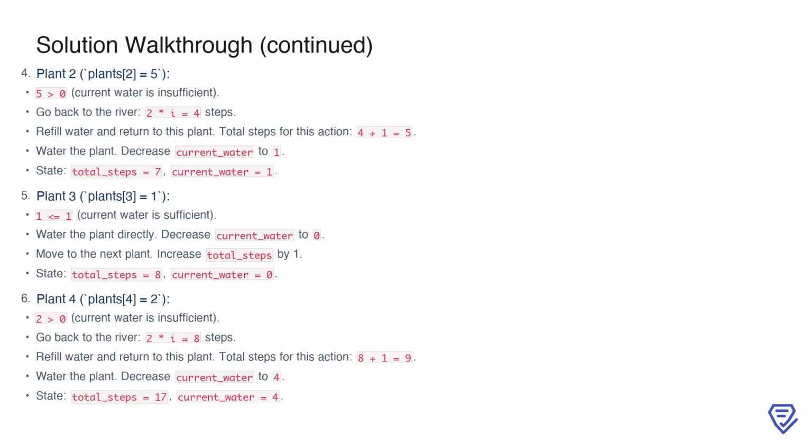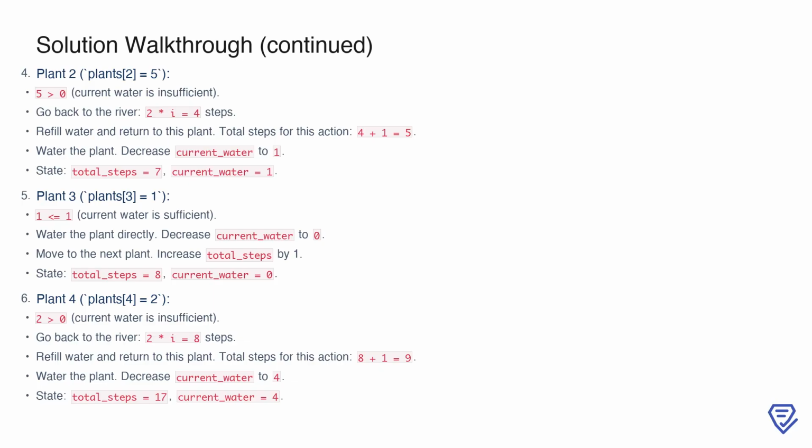When we reach plant 2, which requires 5 units of water, the current_water is 0, which is insufficient. This means we need to return to the river to refill. Since the plant index is 2, the round trip to the river takes 4 steps. After refilling, we return to the plant, adding 1 extra step to water it, for a total of 5 steps. After watering, current_water decreases to 1, and total_steps becomes 7.